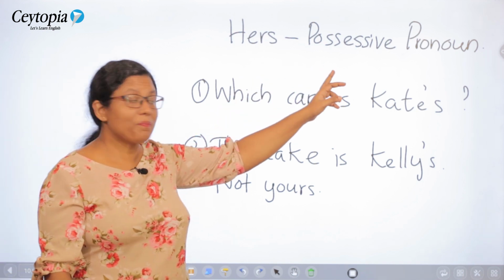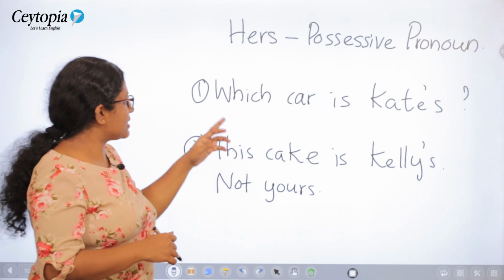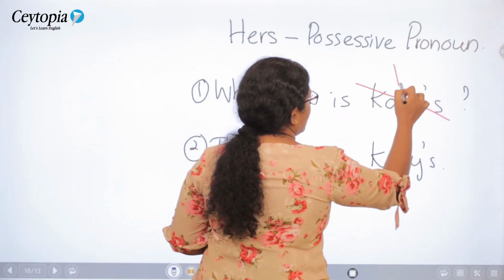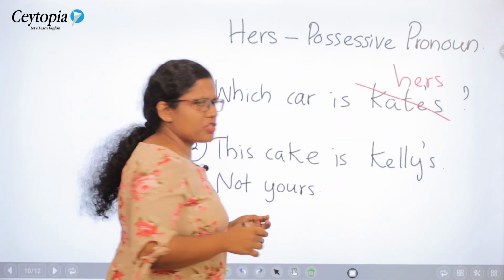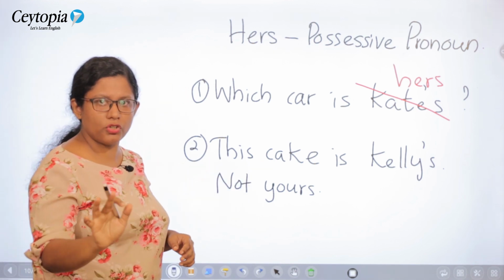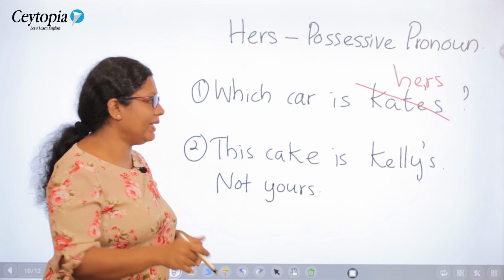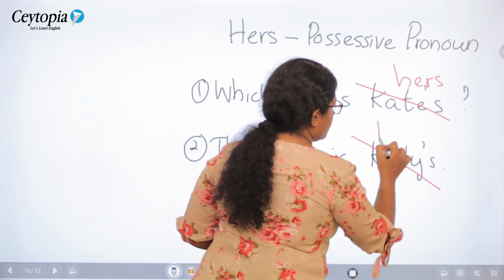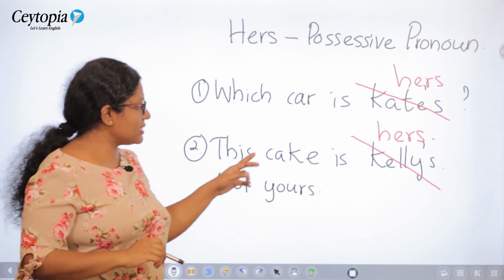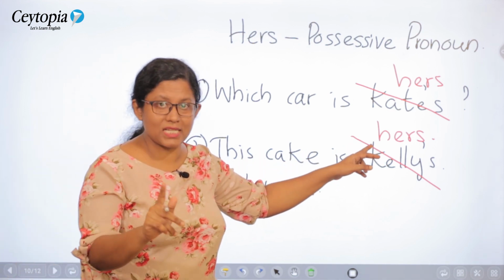Next one. Hers. Possessive pronoun. Yes. Which car is Kate's? Instead of Kate's, we use hers. Which car is hers? This cake is Kelly's, not yours. Instead of Kelly's, you use hers. The possessive pronoun. This cake is hers, not yours.